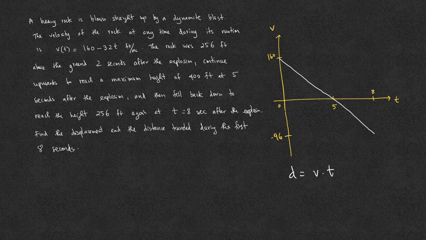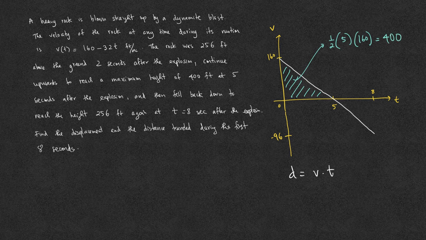And so from 0 to 5, since the velocity is positive, we would end up with an upward distance. And to find that distance, we just simply find the area of this triangle. This triangle has an area of 1/2, the base is 5, and the height is 160. And so this is 400.